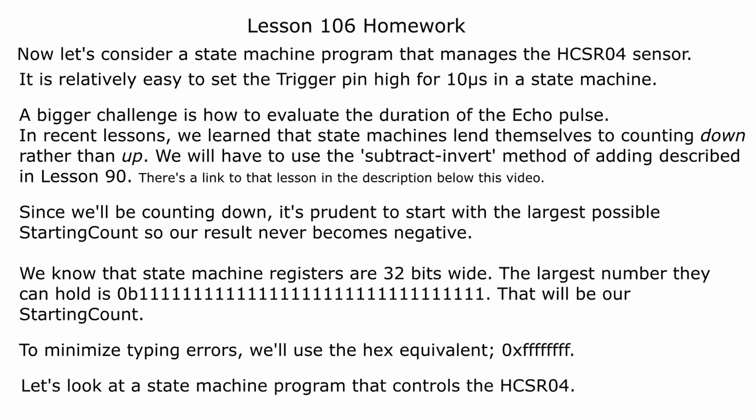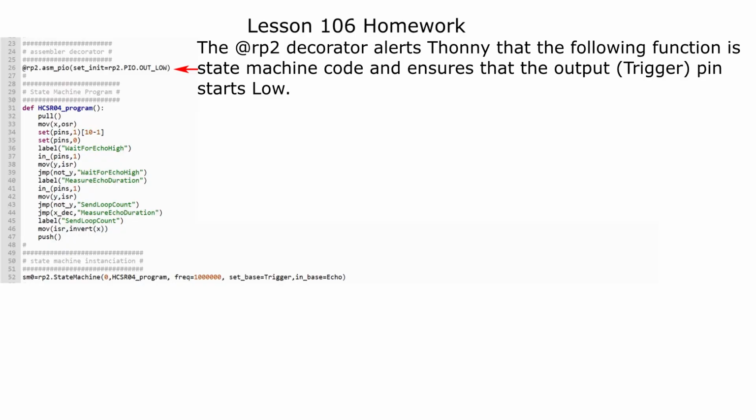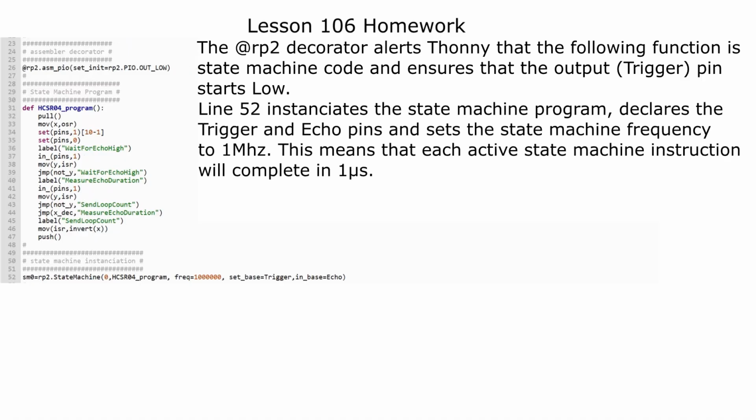Let's look at a state machine program that controls the HCSR04. The @rp2 decorator alerts Thonny that the following function is state machine code and ensures that the output, the trigger pin, starts low. Line 52 instantiates the state machine program, declares the trigger and echo pins, and sets the state machine frequency to 1 MHz.